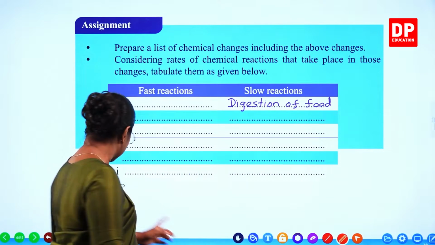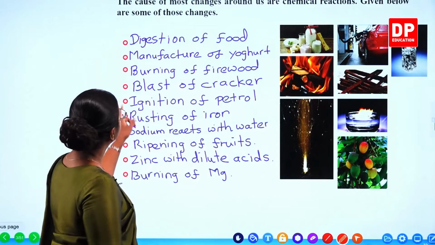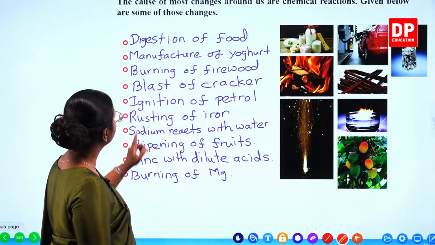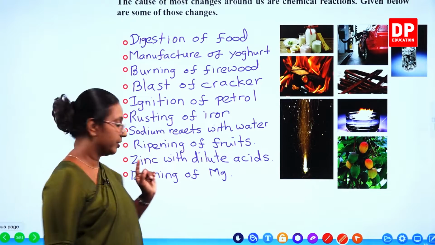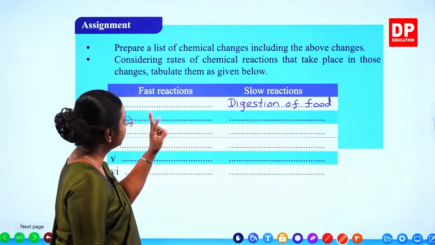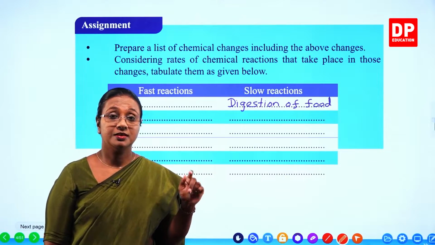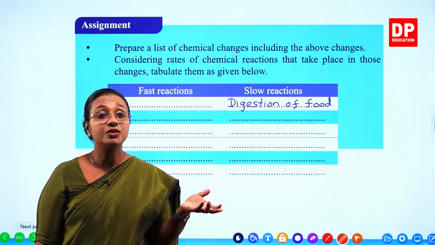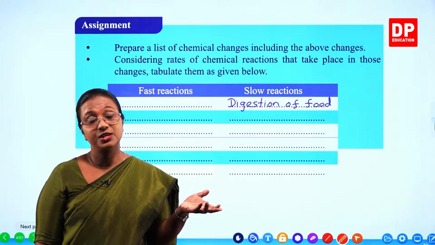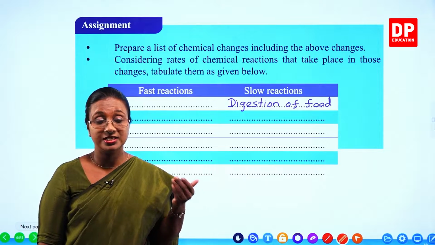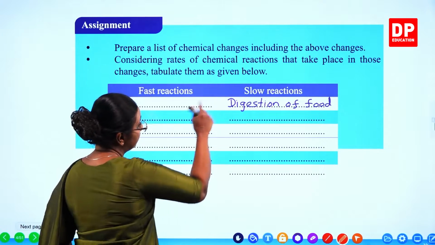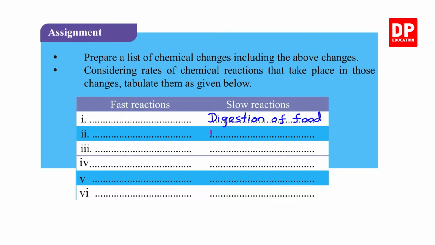Then what was the other reaction? I will go back. Here you can see manufacture of yogurt, then burning of firewood. So, we will consider two reactions at a time. Manufacturing of yogurt again takes about 1 or 2 days. So, it's not a fast reaction. It takes time. So, there it is considered as a slow reaction.